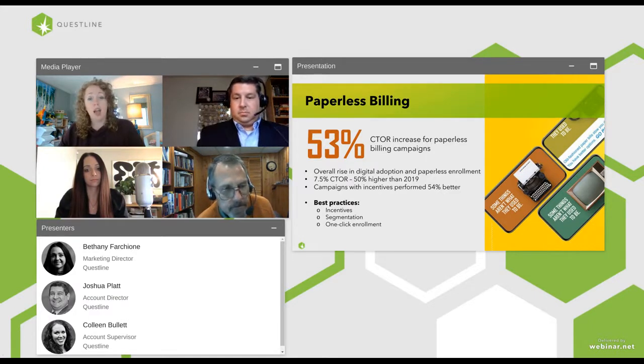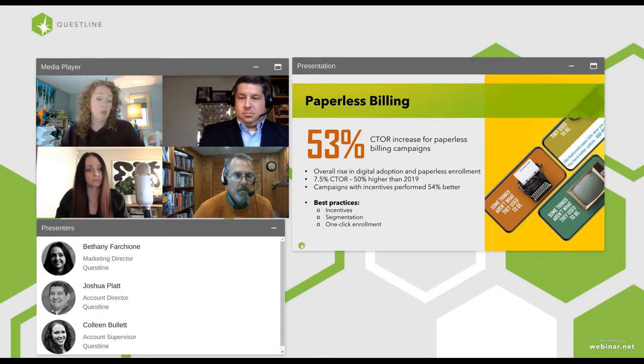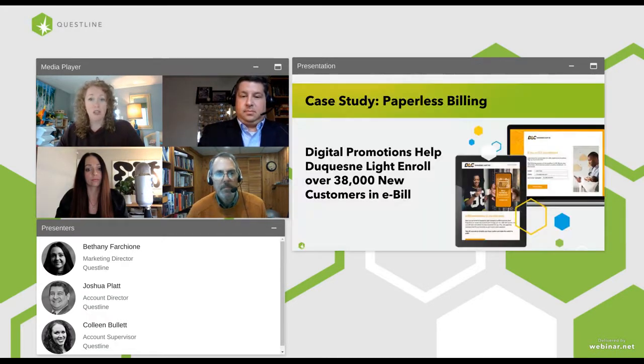So we saw that campaigns with incentives perform 54% better than those without an incentive. We also saw one-click enrollment pages being used as a tool to remove barriers for customers to enroll. So that has shown great success as well. I'll share a little bit about a case study with Duquesne Light Company out of Pittsburgh. They're one of my clients that I work closely with.